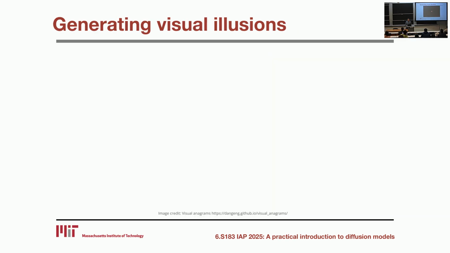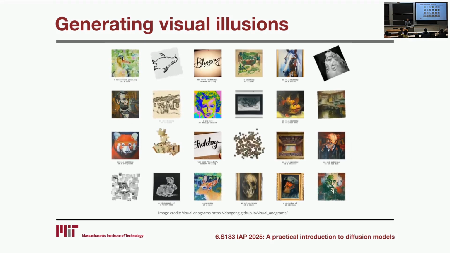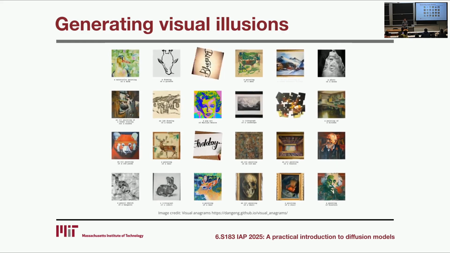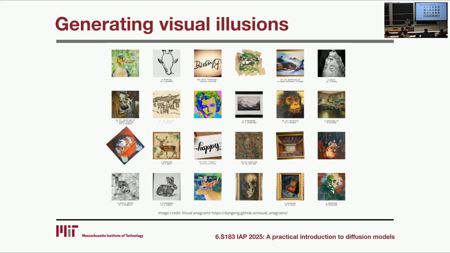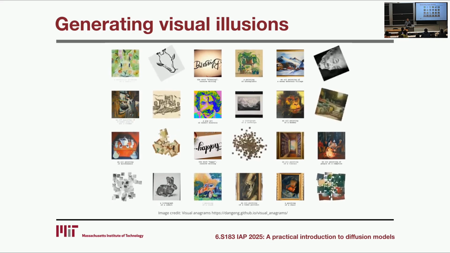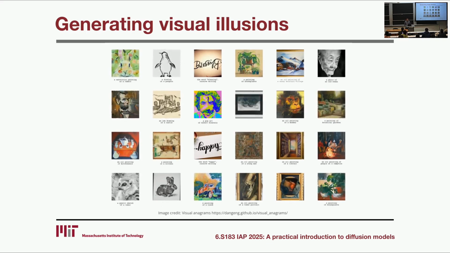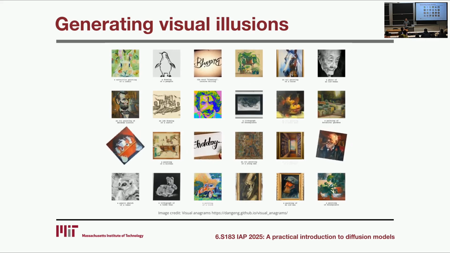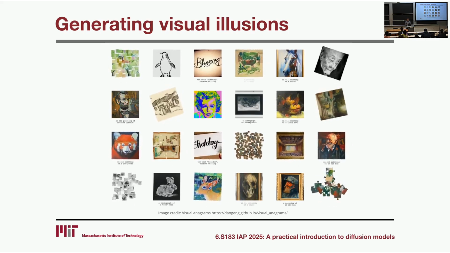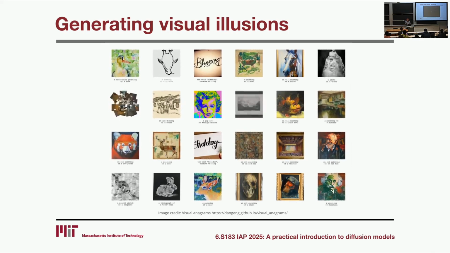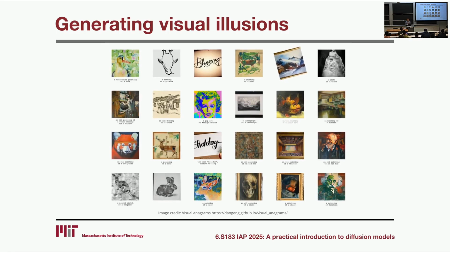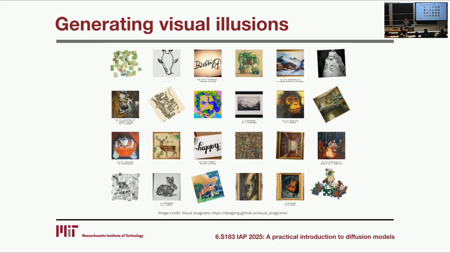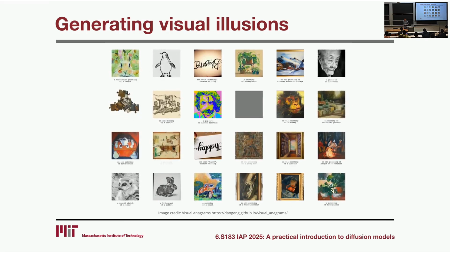Here's another very fun application of diffusion models, where you're able to generate visual illusions. For example, you see here this image looks like a penguin from one way and a giraffe from the other way. You can make images that look like one text prompt from one angle and a different text prompt from a different angle. You can even cut these images up and paste them together to form two different objects. In fact, in one of the homeworks, you'll be building one of these illusions from scratch using these diffusion models.